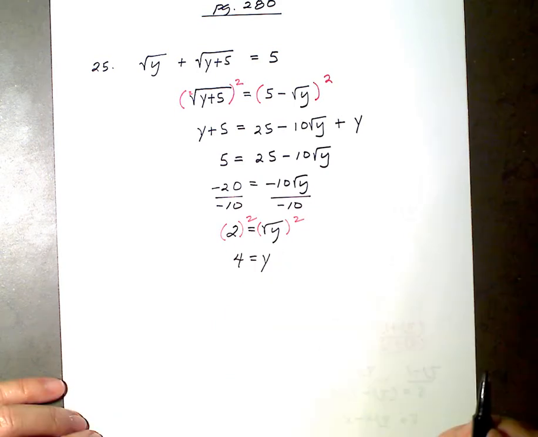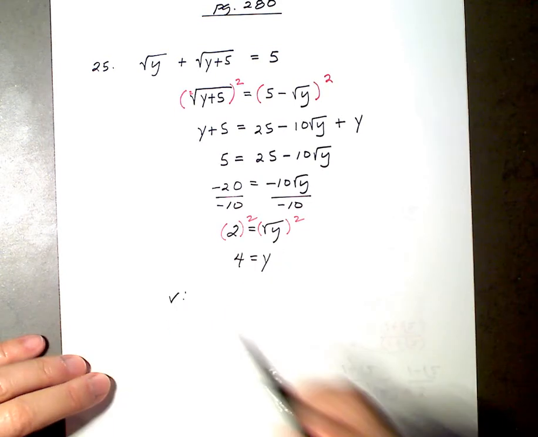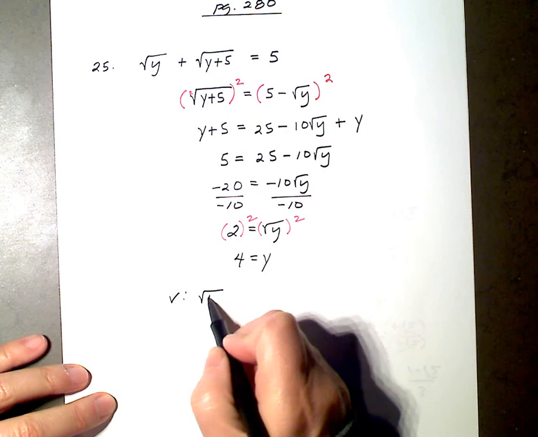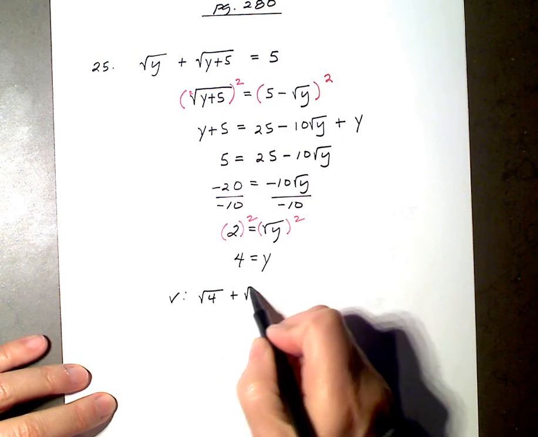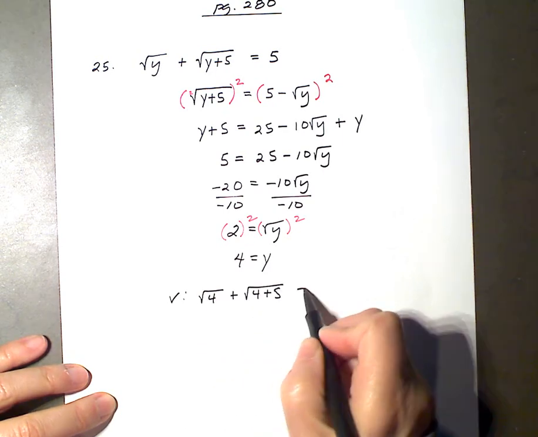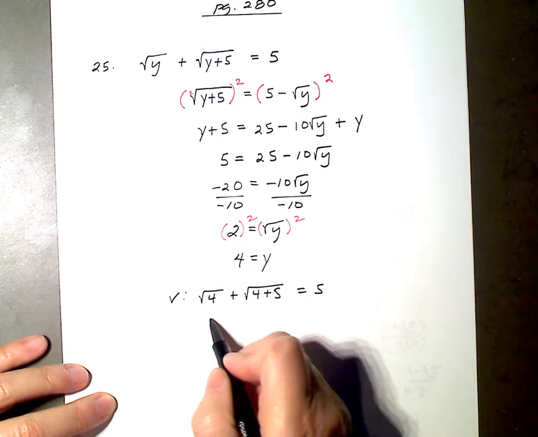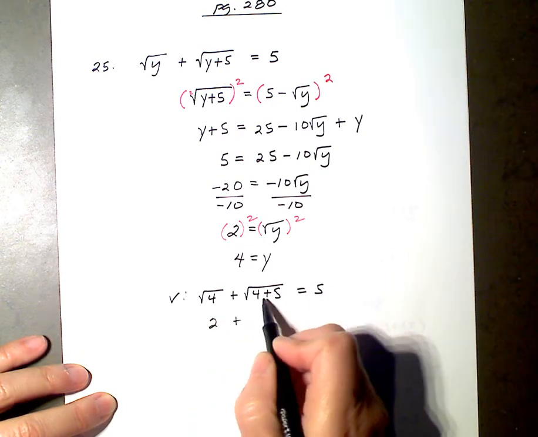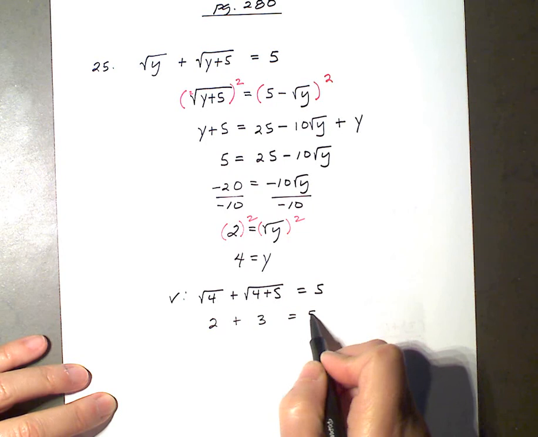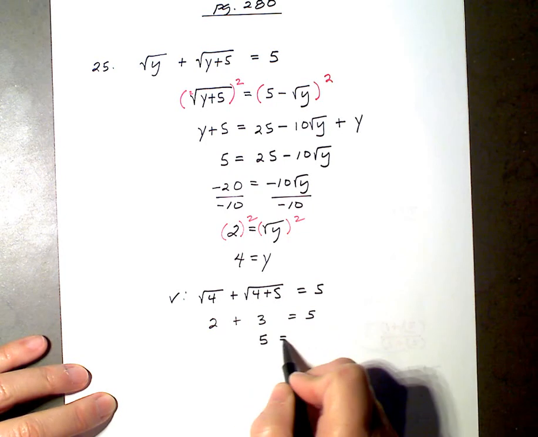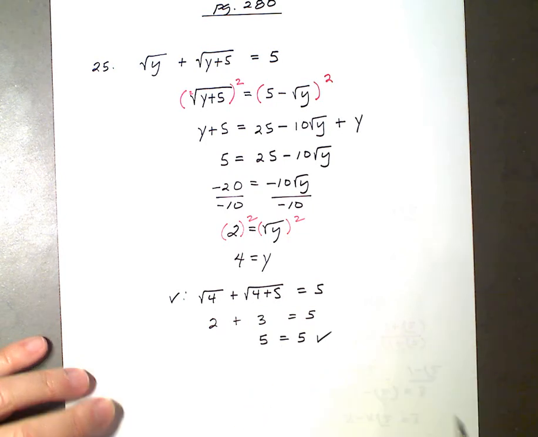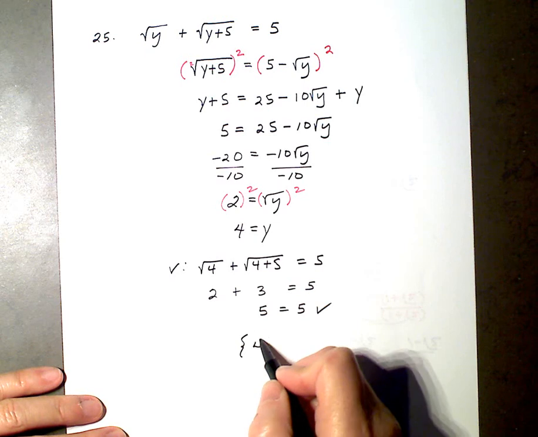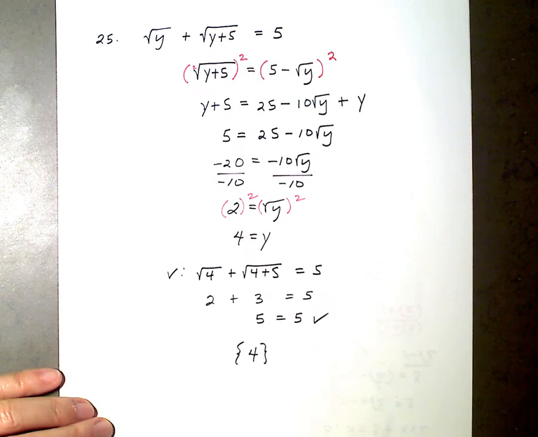So I do have to check that in the original equation. So the square root of 4 plus the square root of 4 plus 5 equals 5. So this is a 2 plus the square root of 9, which is a 3, equals 5. And indeed, positive 5 equals positive 5. So that works, and my solution to this equation is a positive 4. And that's it.